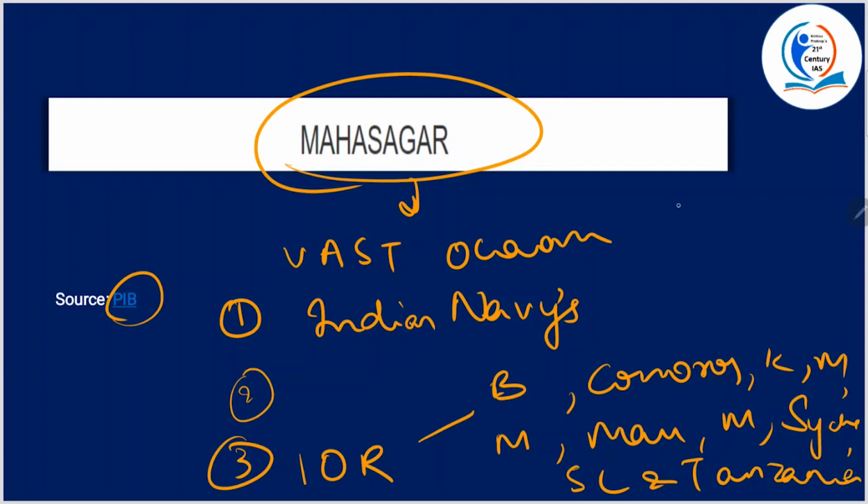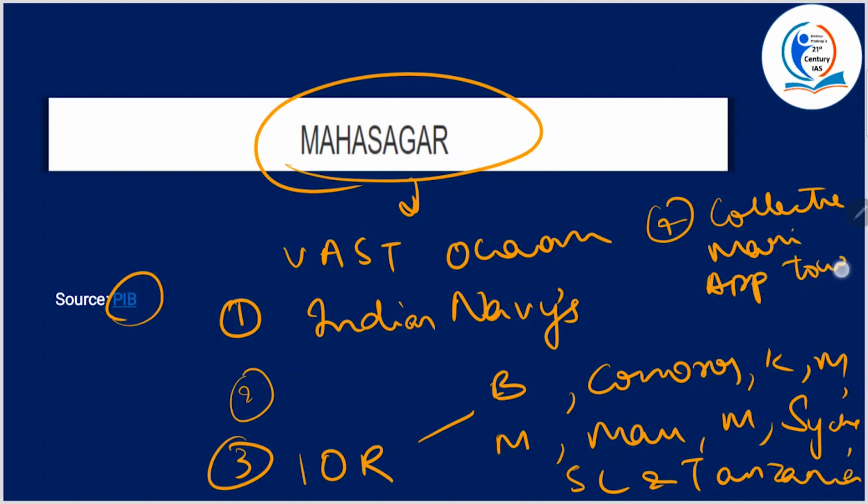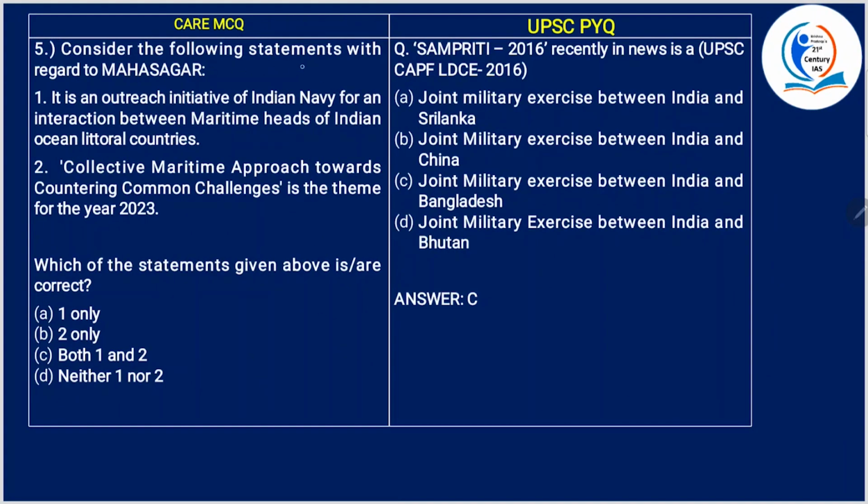Now, what is the theme for this meeting? It is a collective maritime approach towards countering common challenges. So you have to remember all these basics. Consider the following statements with regard to Mahasagar. One: It is an outreach initiative of the Indian Navy for an interaction between maritime heads of Indian Ocean littoral countries. This is correct. We've just seen it in the basics part. Two: Collective maritime approach towards countering common challenges is the theme for the year 2023. Yes, both the statements are correct.